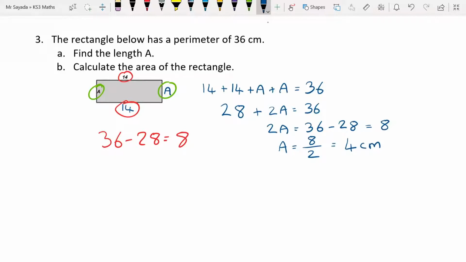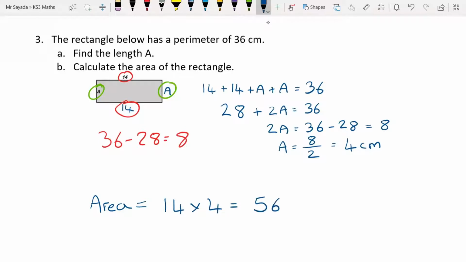Part B was calculating the area of the rectangle. So for that, you just need to multiply the longer length and the shorter length. So now we know that A is 4 centimeters. How are we going to find the area? Say your answer to the video now. You should have said by doing 14 times 4, which is 56.